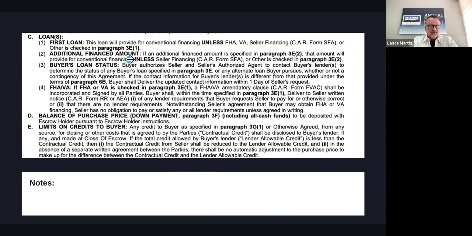Additional financed amount. If an additional financed amount is specified in paragraph 3E2, that amount will provide for conventional financing unless the seller's financing addendum is checked. So what are they talking about there? We don't do these very much anymore. I haven't seen one or done one in years, but we used to do a lot. For those of you old timers, we used to do loans called like 80, 10, and 10. And 80, 10, 10 was I'm going to get an 80% first trust deed, 3C1, first loan. I'm going to get a 10% second trust deed, 3C2, additional financing. And then the other 10% is going to be my actual down payment.